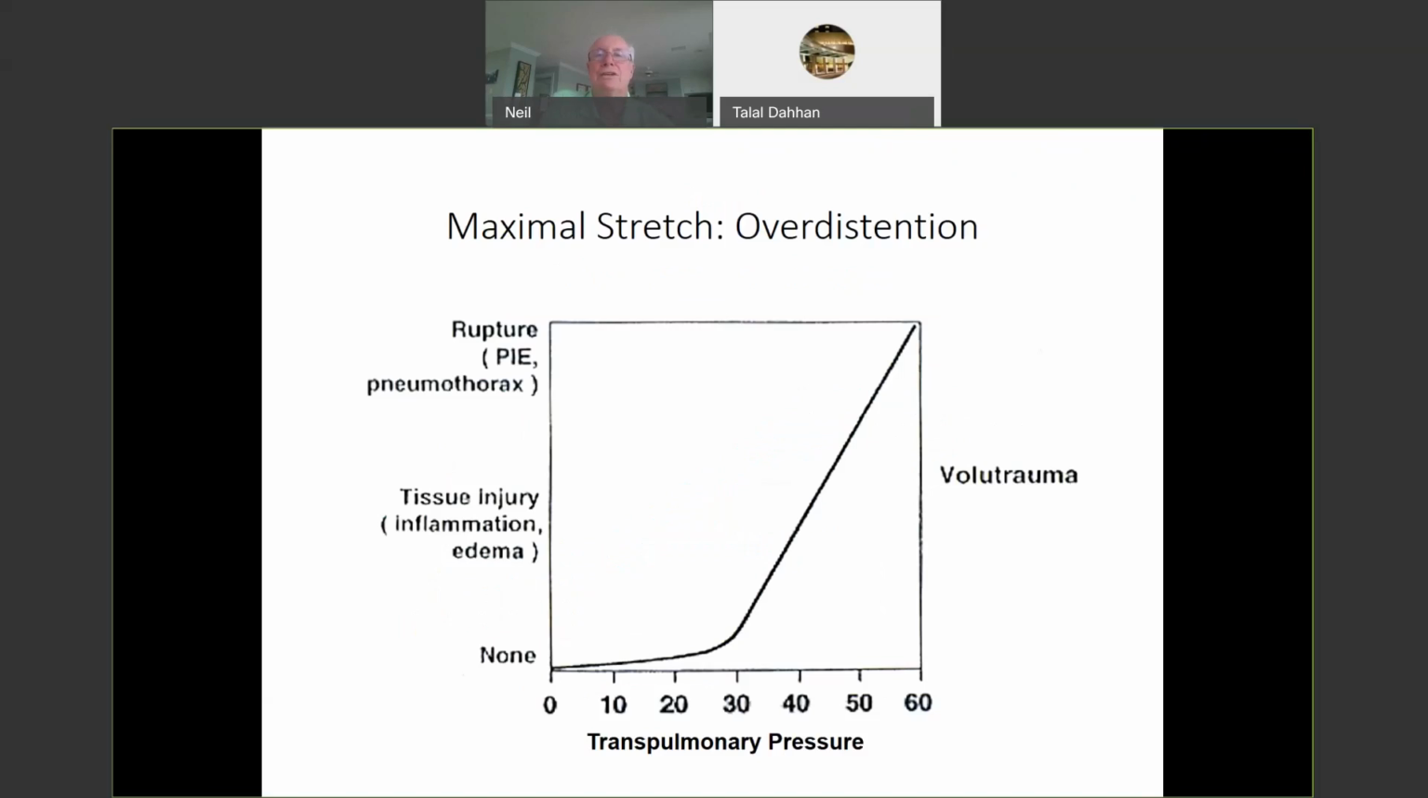First, maximal stretch, overdistension. Again, we're talking about a transpulmonary pressure across alveolar structures. And if you and I take a deep breath right now, and we measure the pressure across our alveolar structures at total lung capacity, it's about 30 centimeters of water. And we've known for decades that if we exceed this, we run the risk of tissue injury at modest elevations and actually lung rupture, interstitial emphysema, and pneumothorax at higher levels.